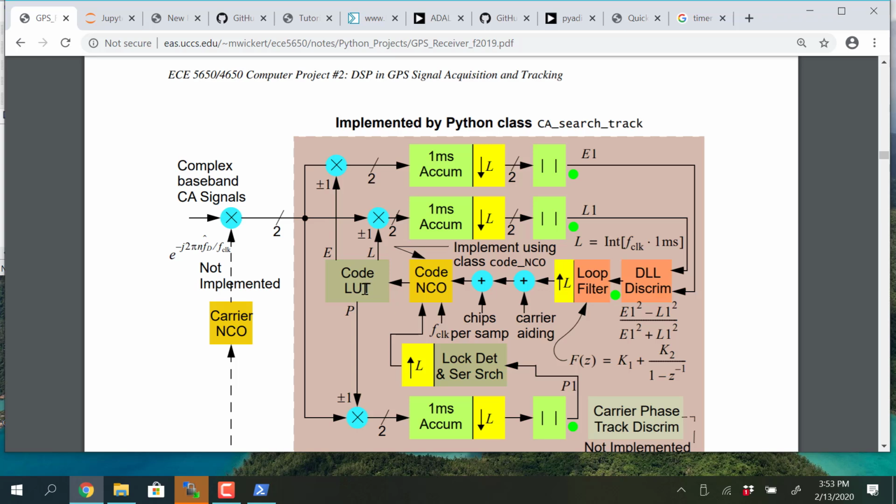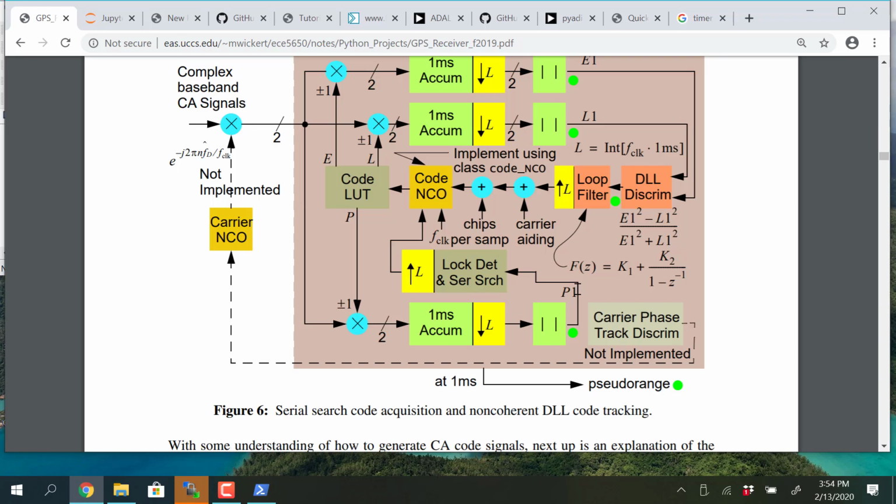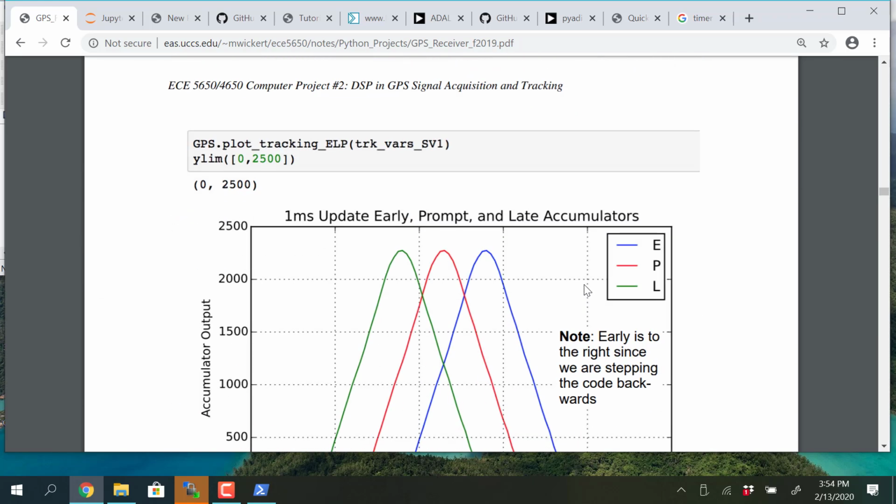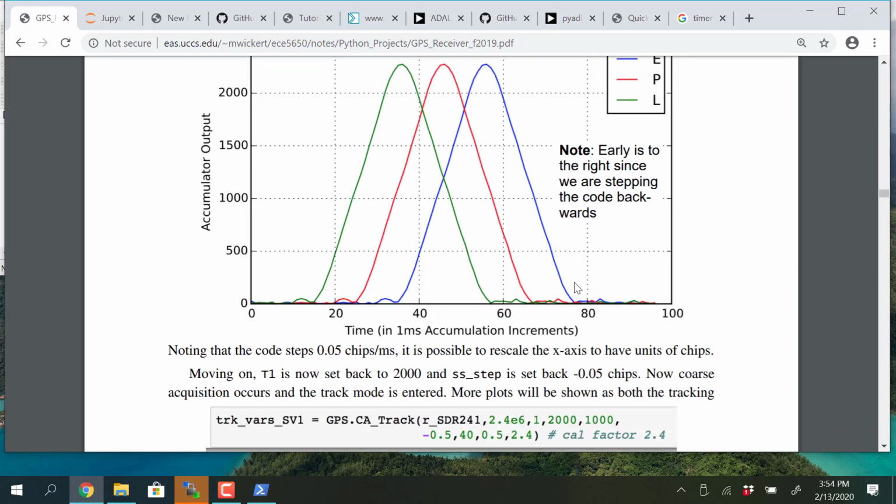The local code is getting multiplied times the received code here, and then it gets filtered to form an instantaneous estimate of the autocorrelation, or actually cross-correlation. And then it tracks it with a phase lock loop kind of arrangement known as a delay lock loop. And it's definitely, in my opinion, cool, because it's the way it really works.